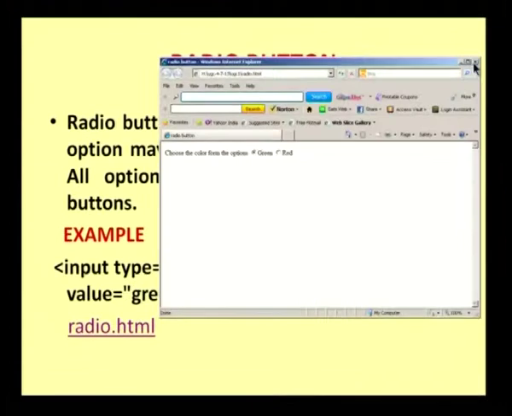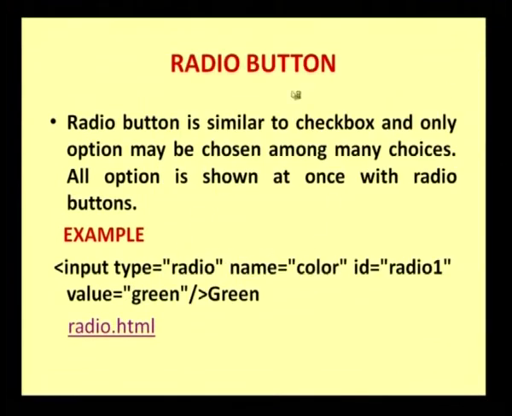So, to create radio buttons inside our form, we should specify the type attribute as radio. We will select only one item from the group of items displayed there in the group.